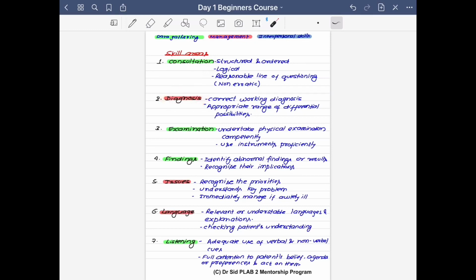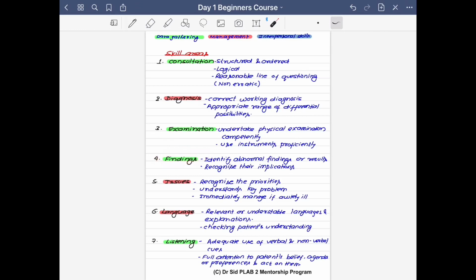Okay. Now, how about the diagnosis? If you are making a correct working diagnosis and are also formulating the differential possibilities, then you are getting good mark in the diagnosis. If not, then you are getting poorly marked in the diagnosis part. On the examination, you have to undertake the physical examination competently and you have to use the instruments proficiently. Okay, but sometime the station is not examination based station, it is a history based station. In such case, you have to verbalize the proper physical examinations competently. Okay, and that way you will ensure that you will get good mark in the examination section.